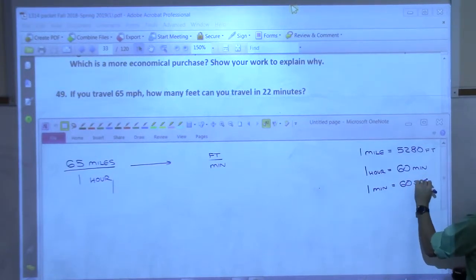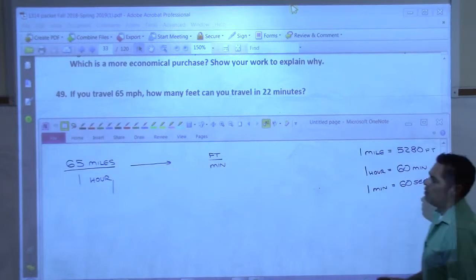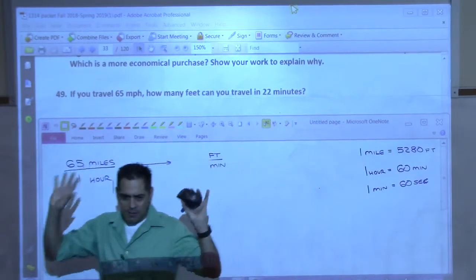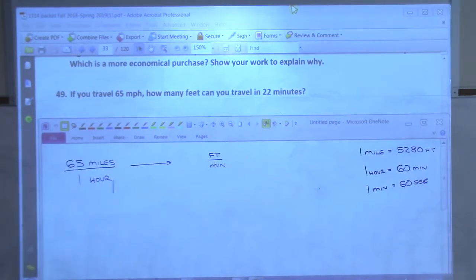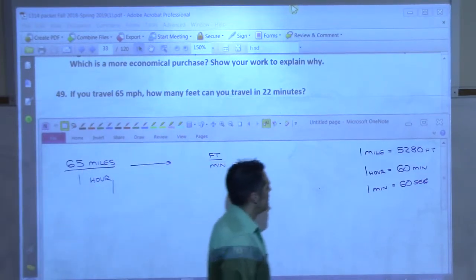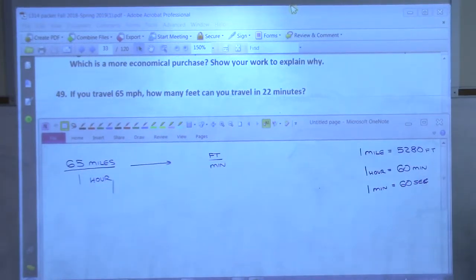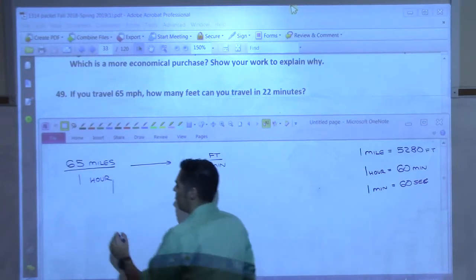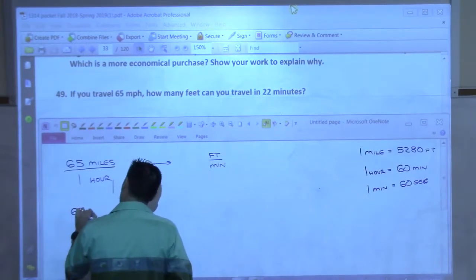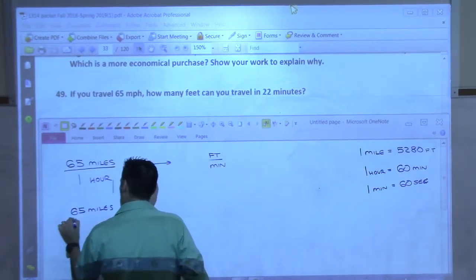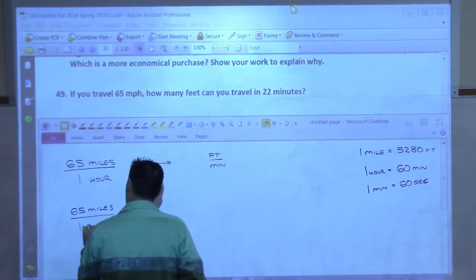Oh, we don't need seconds, do we? My fault. We're going to minutes, not seconds. So we don't need that last one, do we? Okay, so let's do this. We start out with 65 miles over 1 hour, and now let's call on somebody.